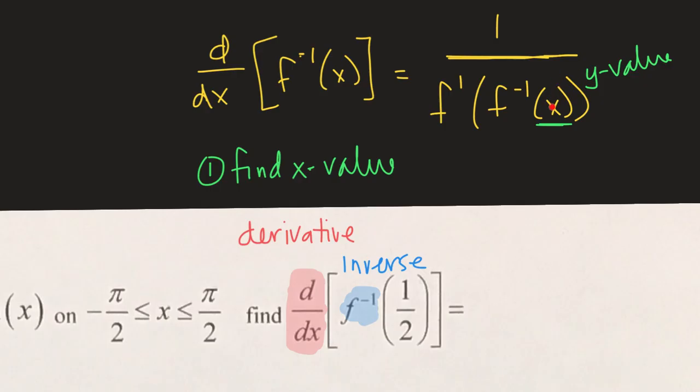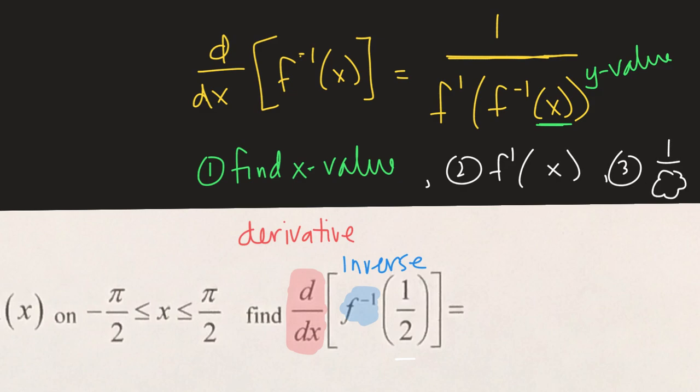The y value of an inverse is the x value of the function, and the x value of a function is the y value for the inverse. That's how inverses work. They switch their x's and their y's. So the first thing we're going to do is find the x value for the given coordinate, in this case 1/2 it looks like. Then we take the derivative and evaluate it at that point. And the third thing that we do is reciprocate it. So there are 3 steps to finding these derivative of an inverse problems: find the x value, take the derivative at that x value, and then reciprocate.